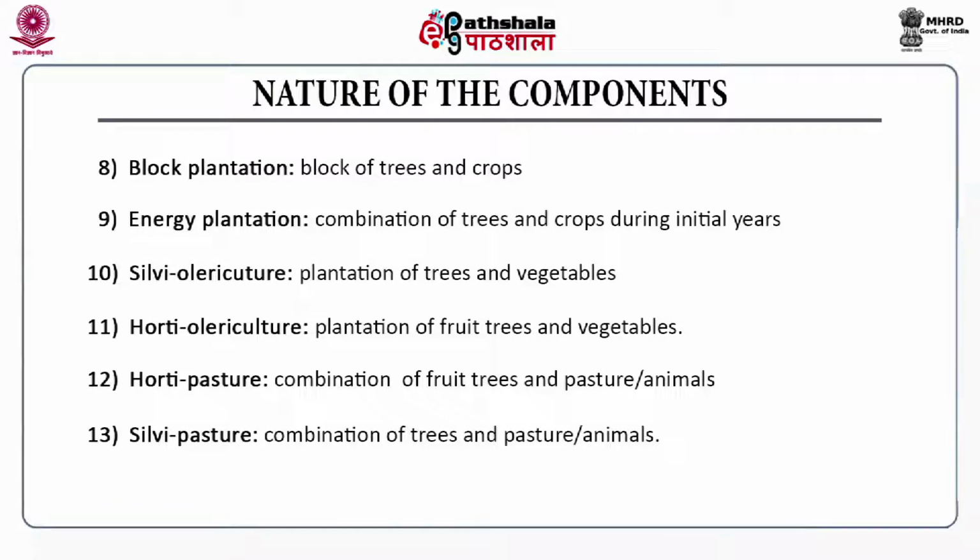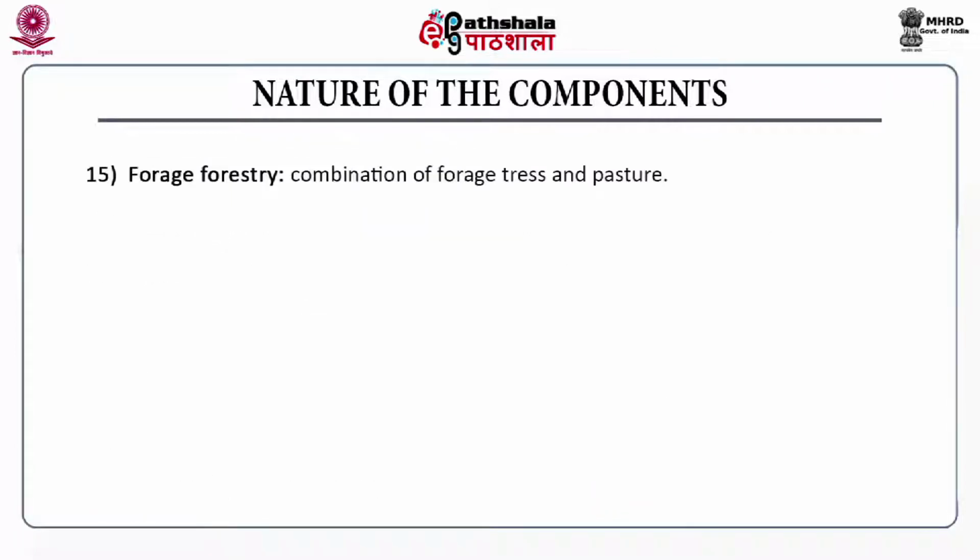It is the combination of trees and pasture or animals. Then comes shelter belts. Shelter belts is a combination of trees and crops. Next is forestry. It is a combination of forest, trees and pasture. Then comes windbreaks. It includes the plantation of trees and crops.